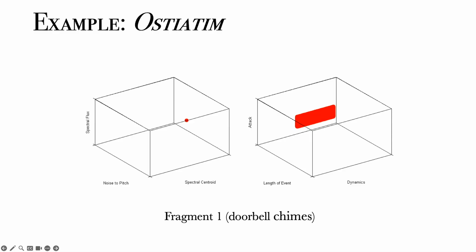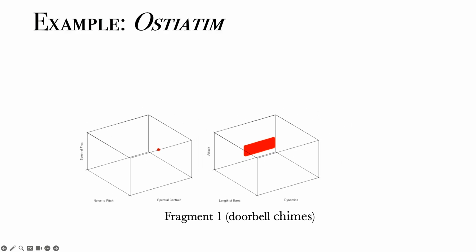So each fragment either examines a point in the cube, a trajectory, or a combination of the two. So for example, fragment 1 examines a static selection of parameters. And this fragment comprises small bursts of material with sharp onsets. This point can be described as having a mid-spectral centroid, a mid-high noise-to-pitch ratio, and a mid-high spectral flux.